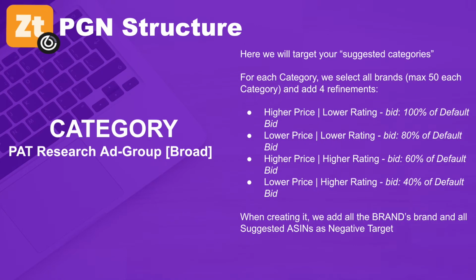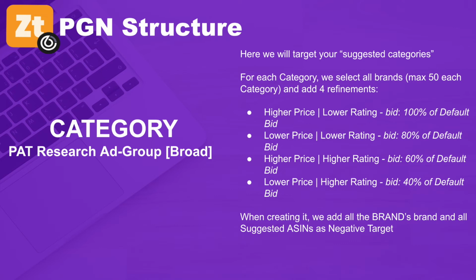Now for the last ad group, which is the category ad group, and this ad group is very similar to a broad campaign, which is like a research ad group. It is the same as the brand ad group, where targets are refined in 4 parts. Whereas, bids will be refined by higher price, lower rating, with the highest likelihood of conversion, and we'll use 100% of the default bid.